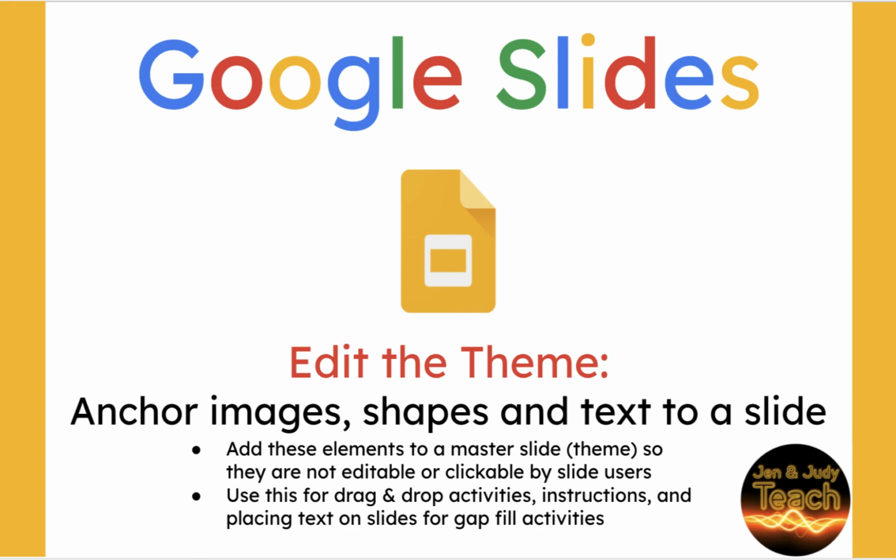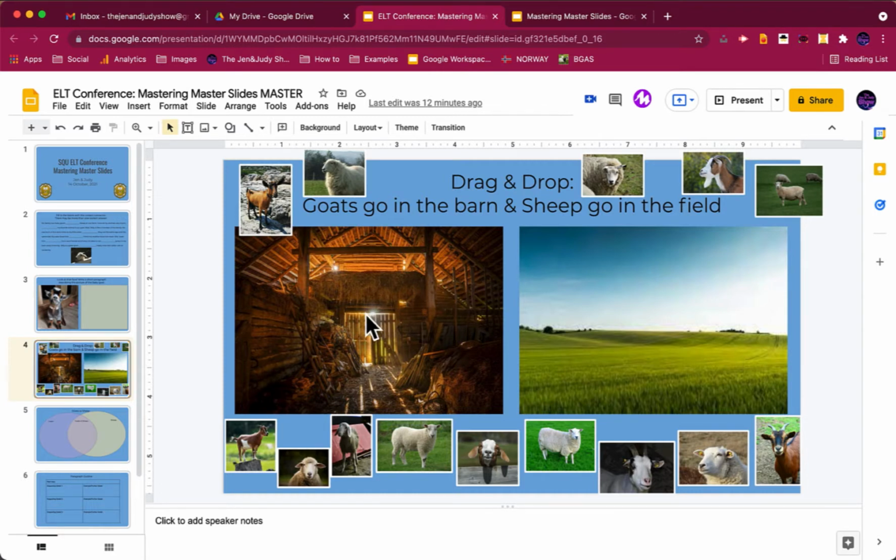Hi, I'm going to show you how to anchor images, text, and shapes to your master slides in Google Slides using theme. You can see here on this slide, I've got a picture. It is not editable and not draggable. This one as well. The text also is not editable or draggable, but the little images are. I'm going to show you how to anchor these two images and the text.